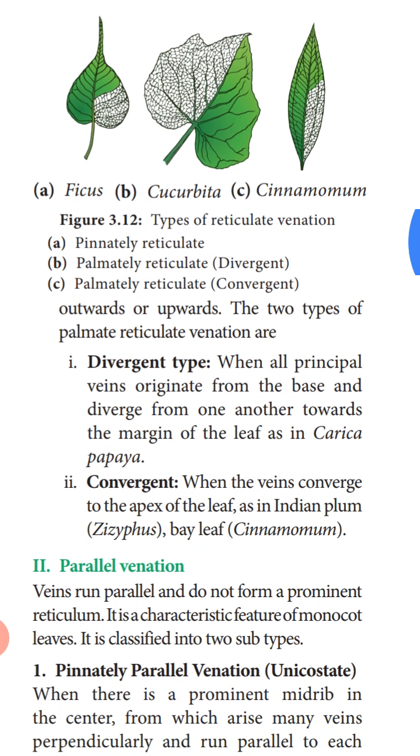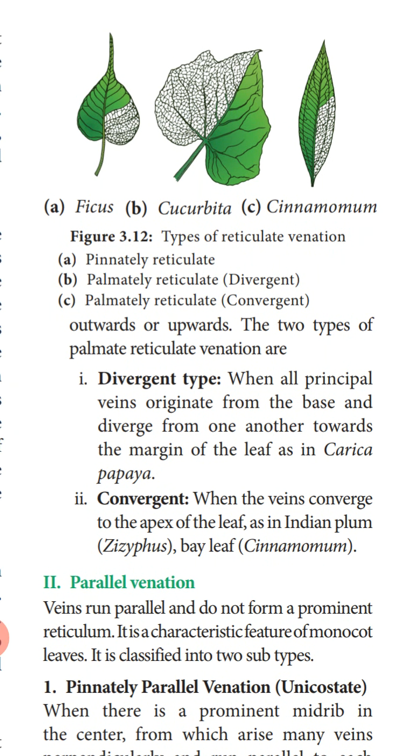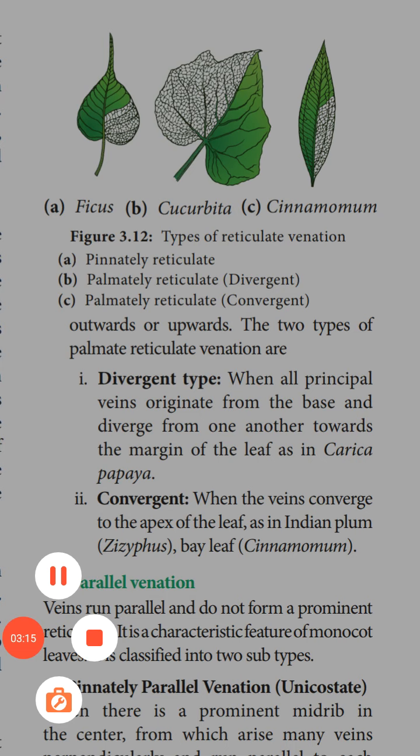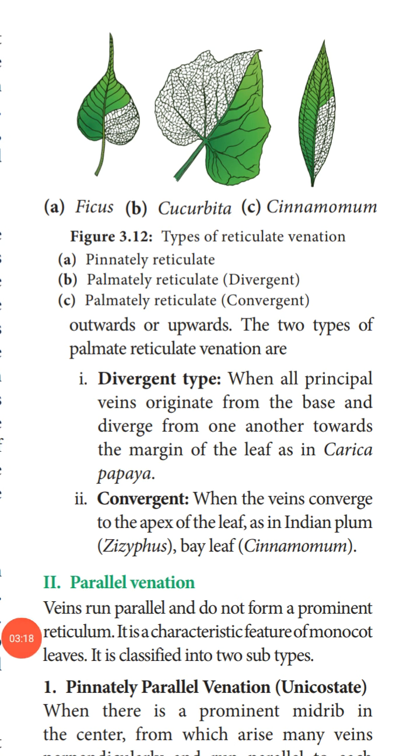Here you can see in this diagram, figure 3.12, the A diagram, Ficus. Only one major midrib is present in the center. From there, the veins are easily visible. This type of vein arrangement in the leaves is called pinnately reticulate venation, formed on one major midrib. From there, on the sides, the lateral veins are arising. Then it is called pinnately reticulate venation.